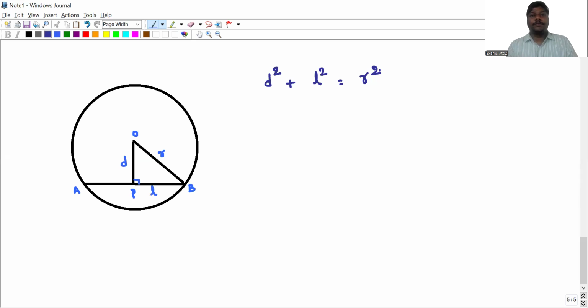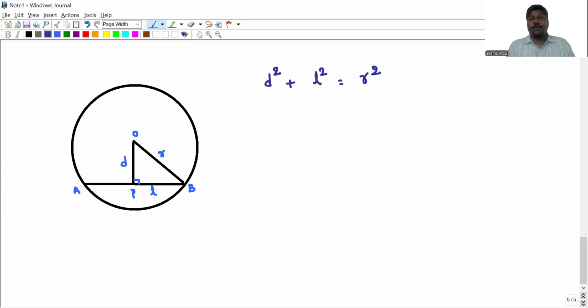Okay, D is the distance from center to the chord, and L is half of the chord. So what are the two sides of a right angle triangle? One is the distance and the other one is half of the chord, and the third one is the radius. Okay, you can make two sides, and radius is always the hypotenuse. Our two sides are distances.